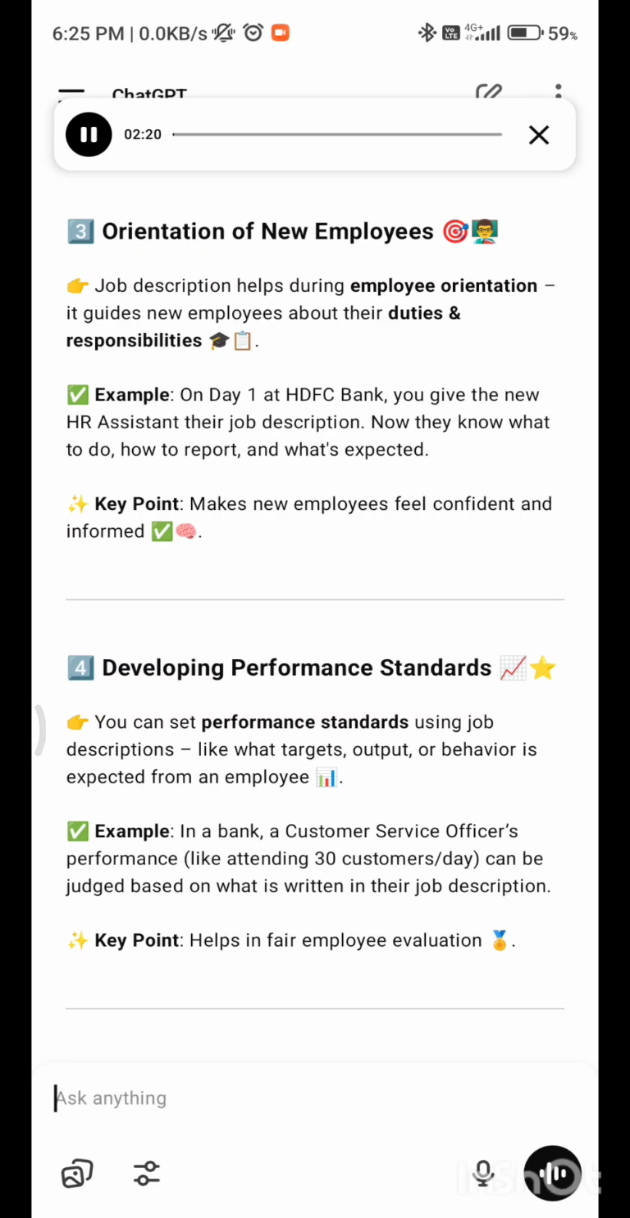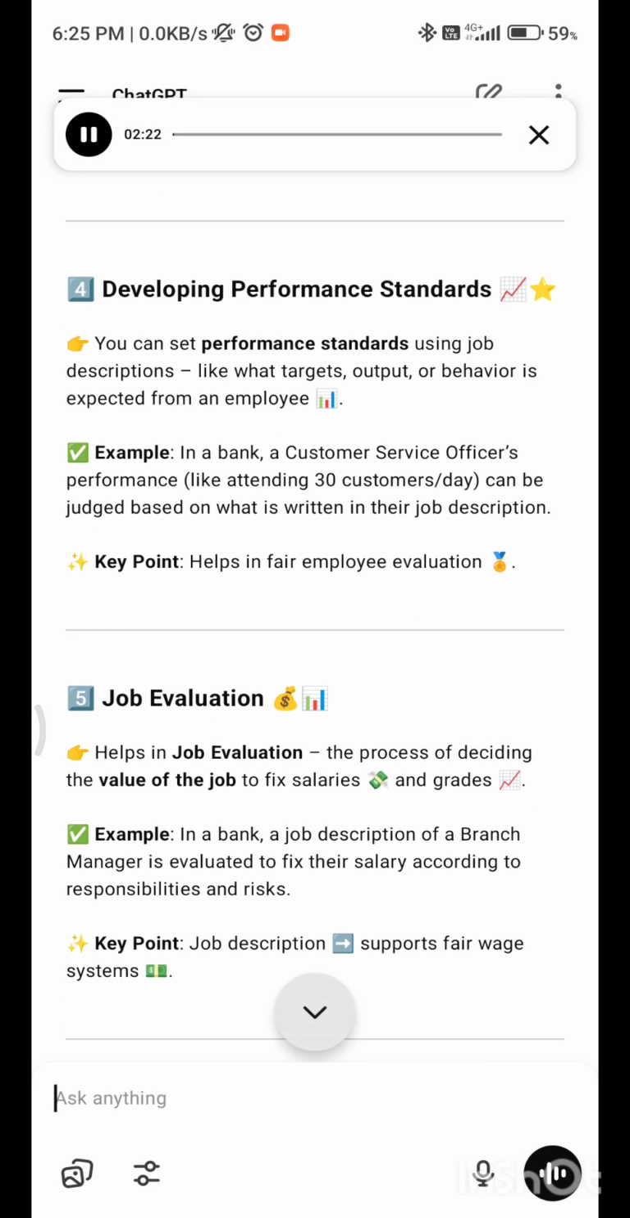4. Developing performance standards. You can set performance standards using job descriptions, like what targets, output, or behavior is expected from an employee. Example, in a bank, a customer service officer's performance, like attending 30 customers a day, can be judged based on what is written in their job description. Key point: helps in fair employee evaluation.